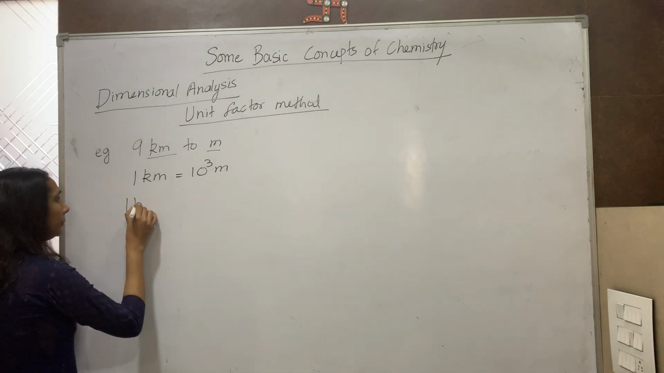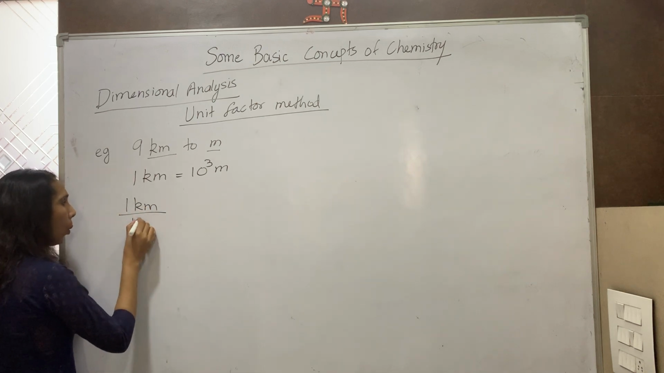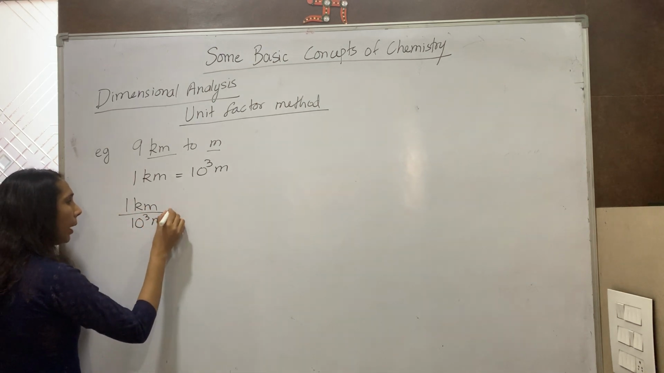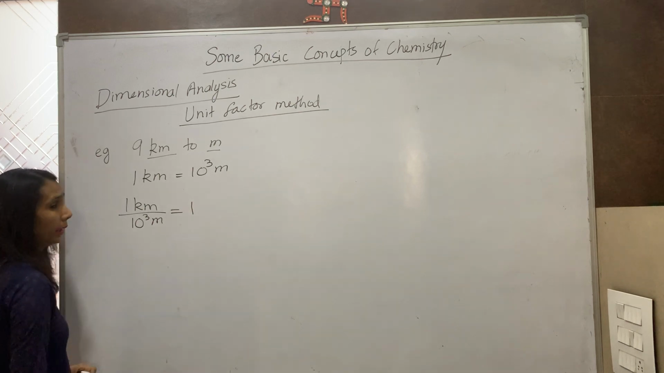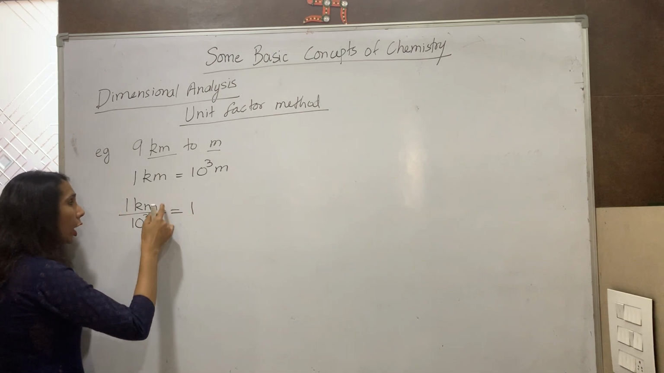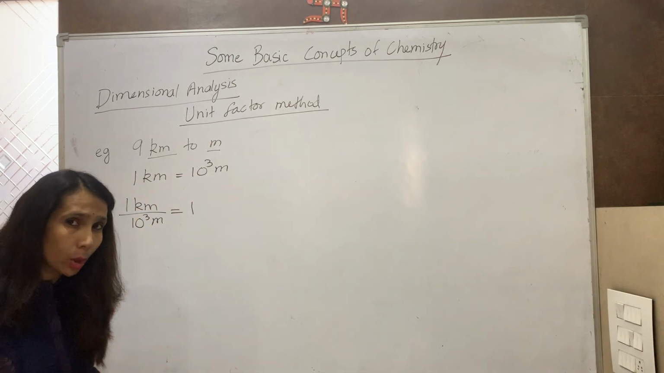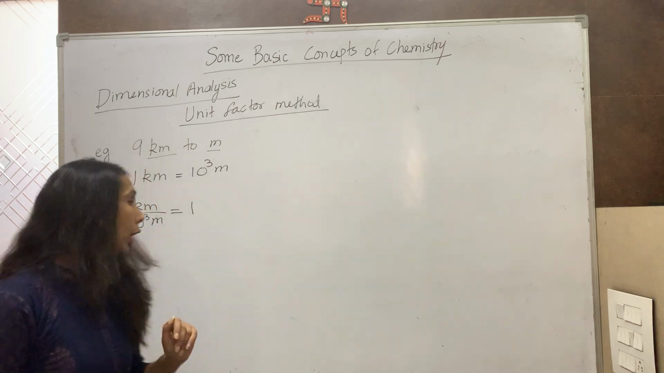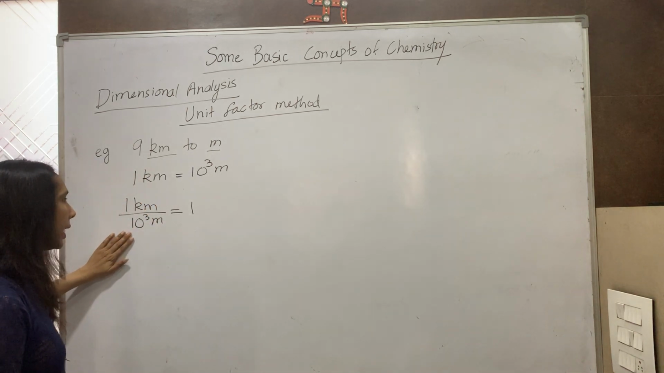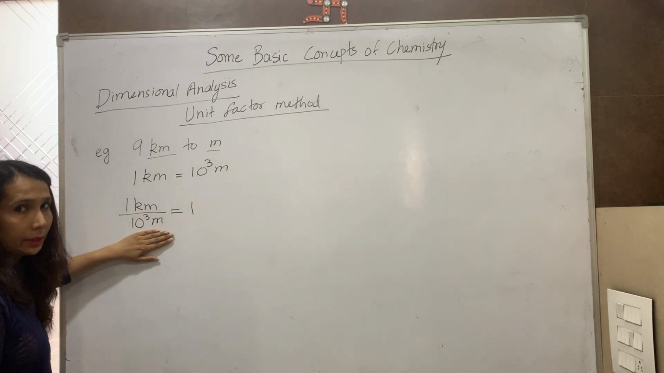Now, if I bring this side, so it will be 1 kilometer upon 10 to the power 3 meter is equal to 1. That means this is equal to 1, so we call it a unit factor. Unit factor means whose answer is 1. So when I divide 1 kilometer by 10 to the power 3 meter, I get 1. So this is one of the unit factors.